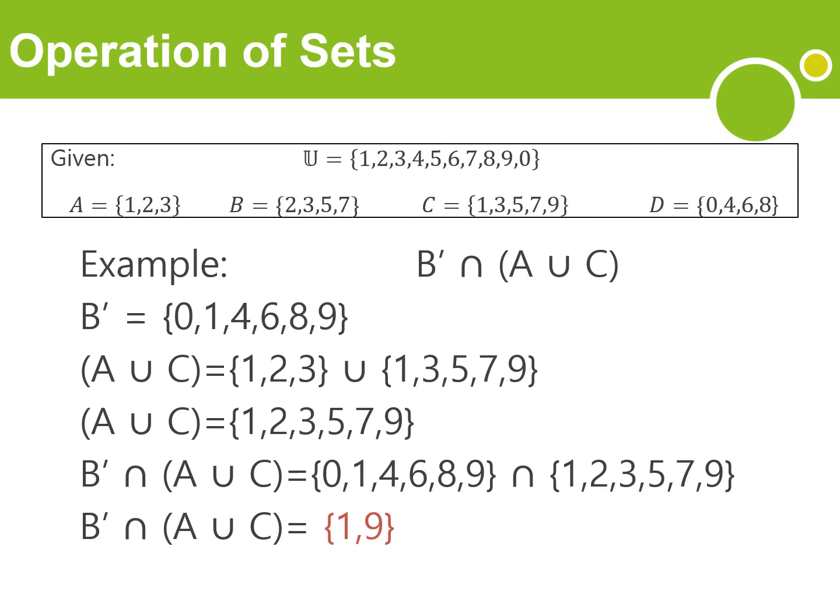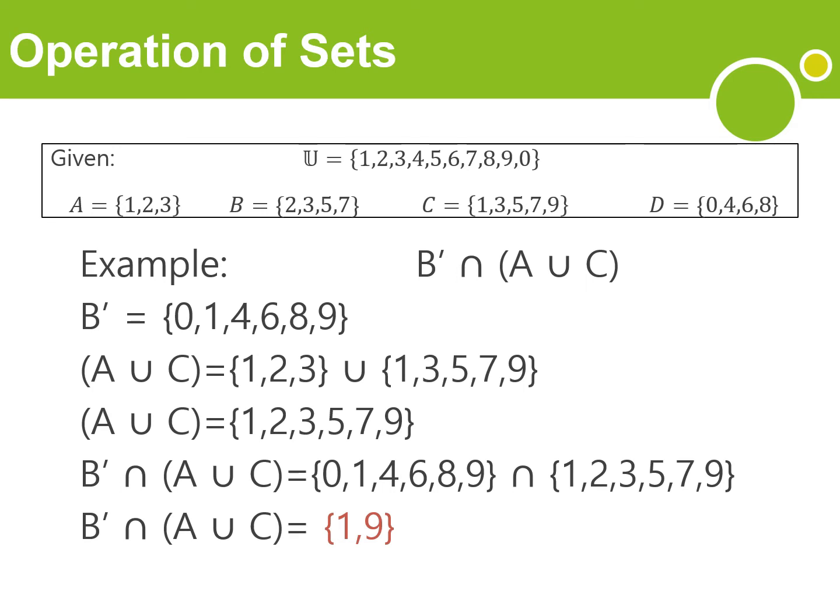So, we'll list first the B prime. B is 2, 3, 5, and 7. So, B prime are all the elements in the universal set that are not in B. So that is 0, 1, 4, 6, 8, and 9.